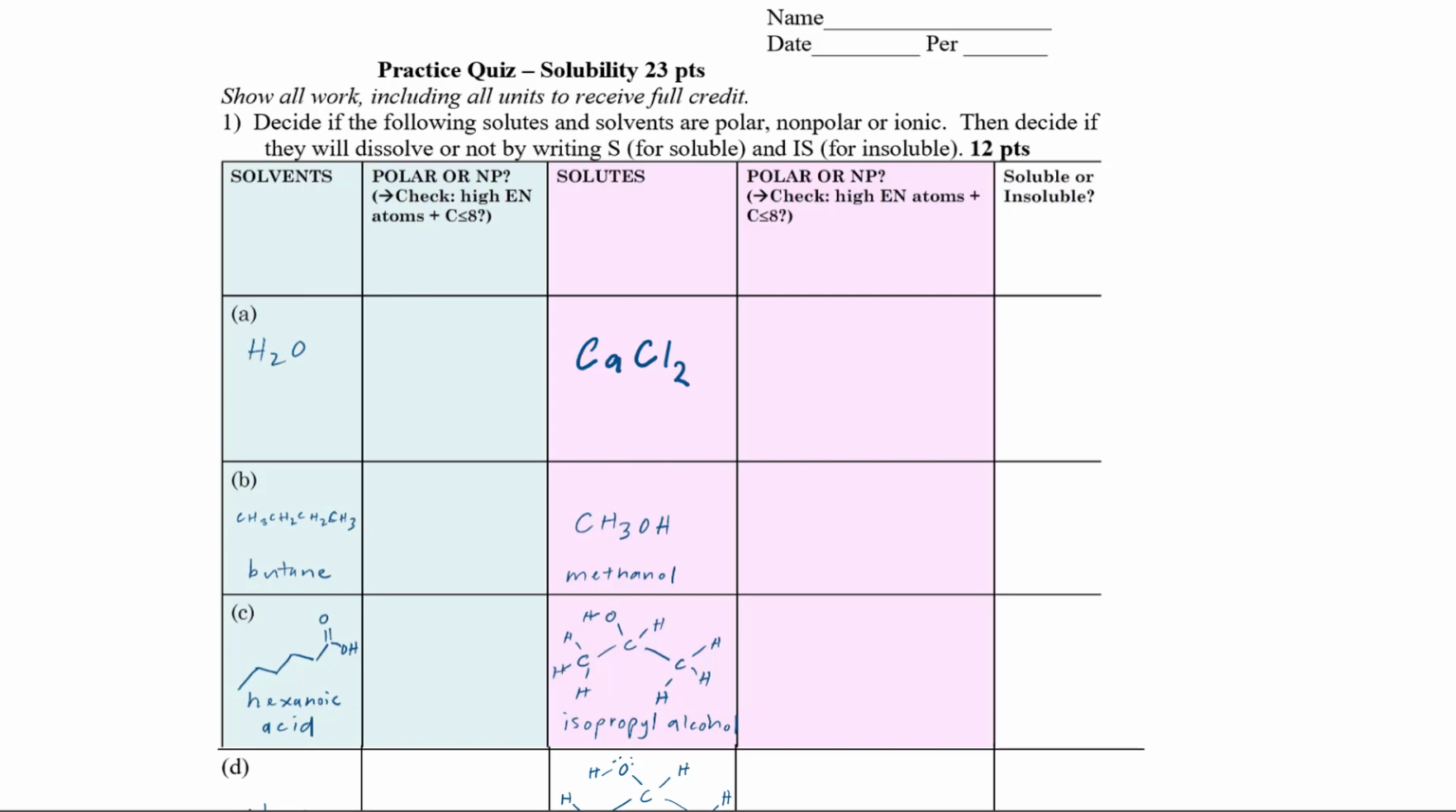In this video, we're going to be covering this practice quiz on solubility. So we're going to go over the "like dissolves like" rule. So you have to tell if the solvent is polar and if the solute is polar or ionic. So you have to be able to tell if it's ionic or covalent.